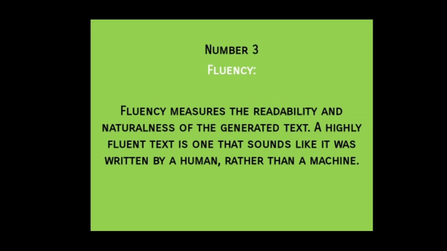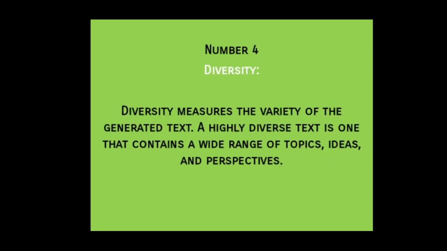Number 3. Fluency. Fluency measures the readability and naturalness of the generated text. A highly fluent text is one that sounds like it was written by a human, rather than a machine. Number 4. Diversity. Diversity measures the variety of the generated text. A highly diverse text is one that contains a wide range of topics, ideas, and perspectives.